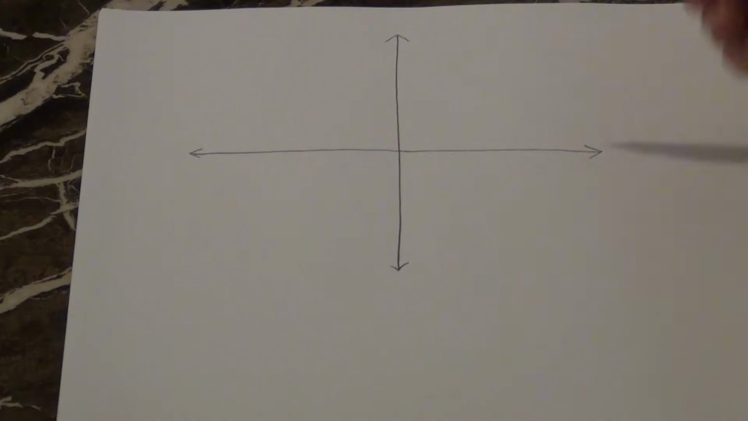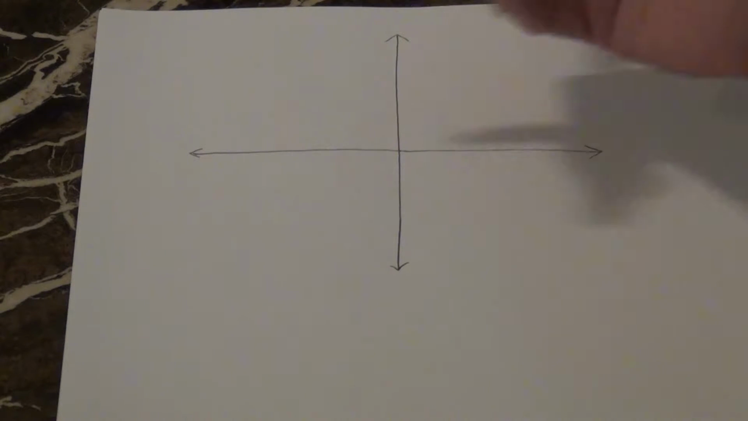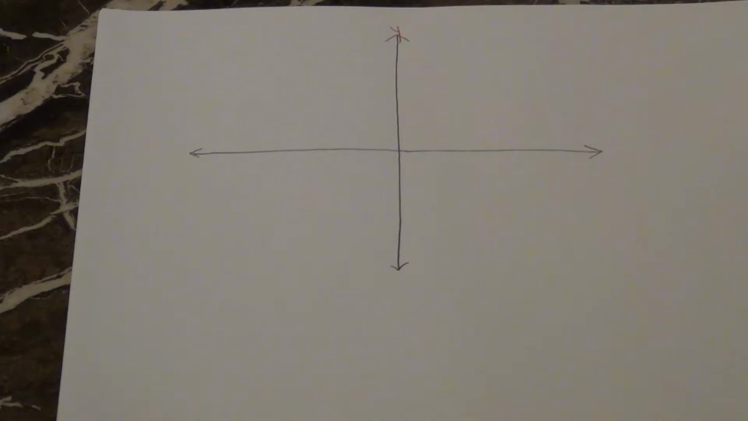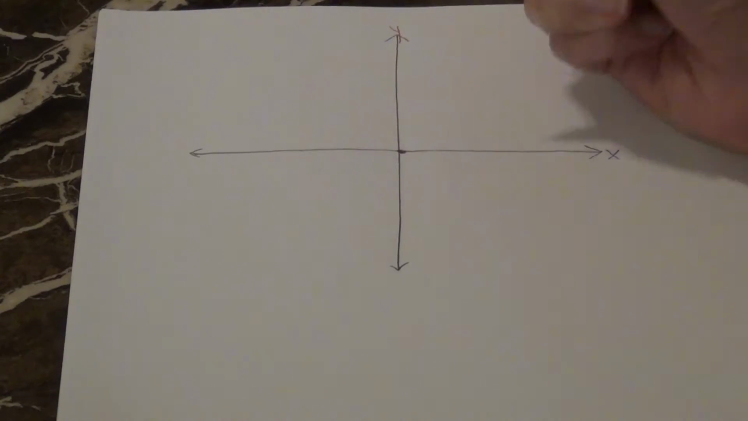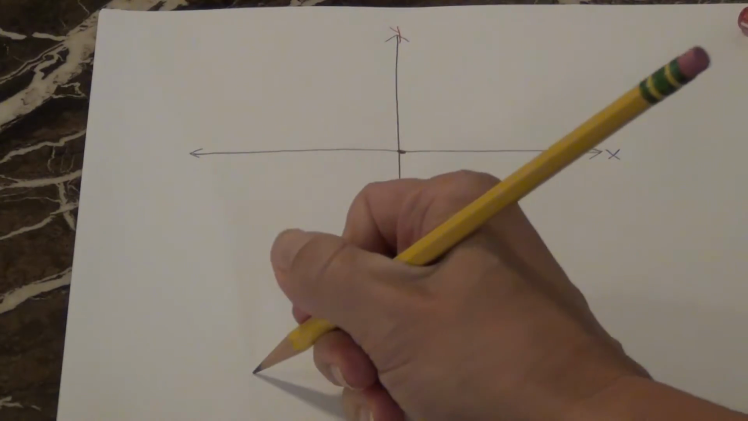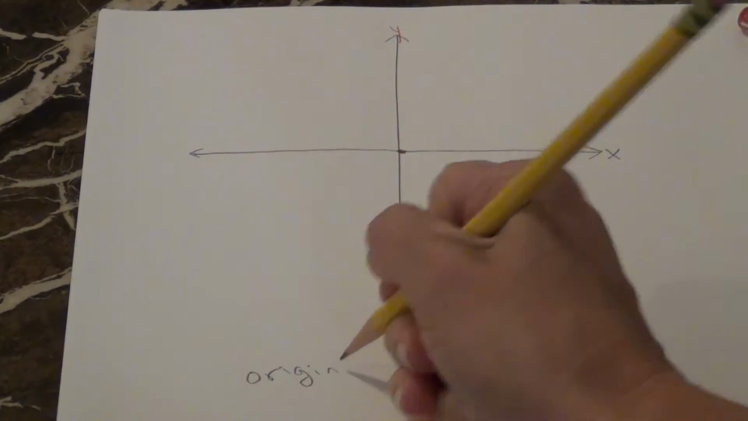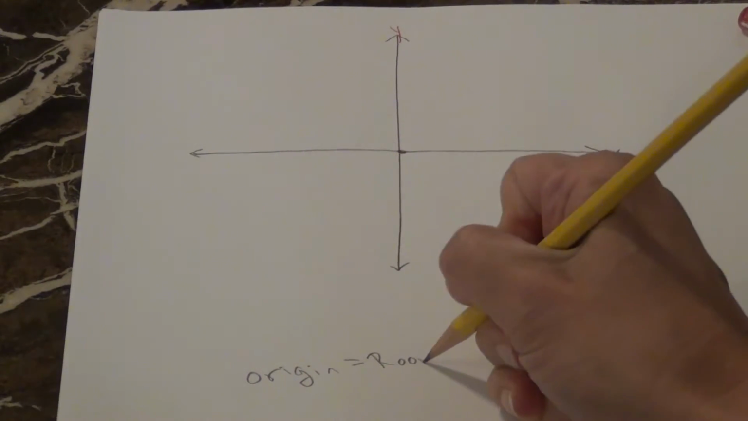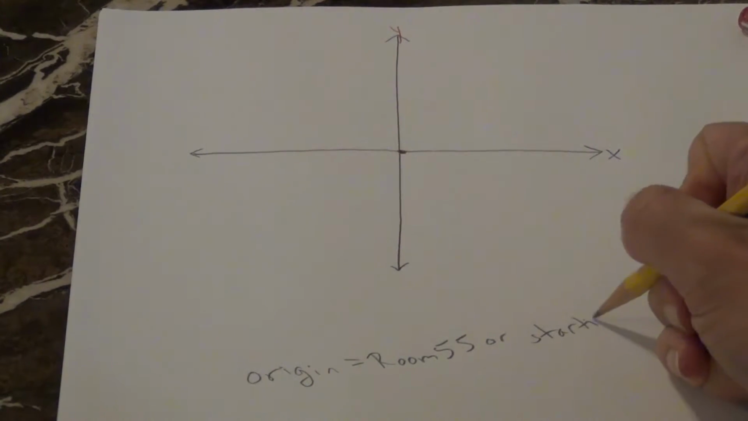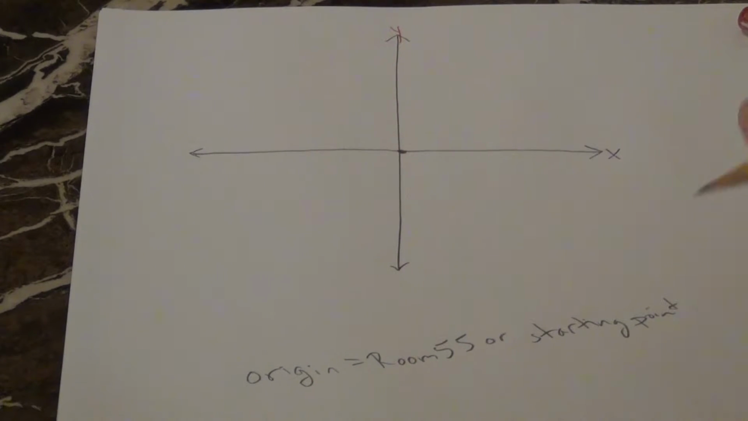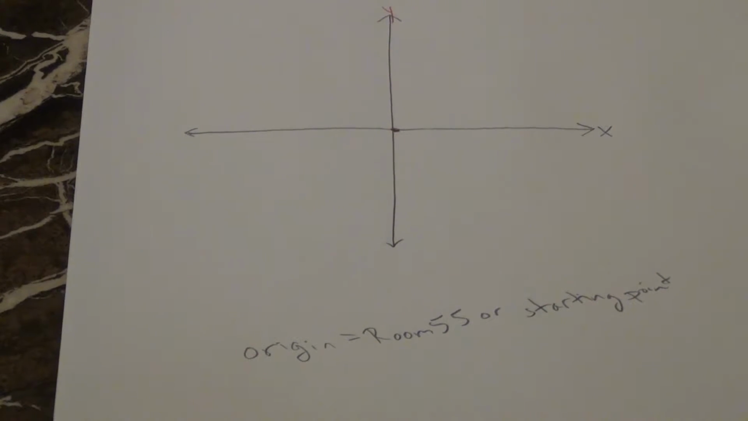Okay. What we did yesterday is you recorded your steps in east, west, north, and south directions. So for our class, we're going to use our y-axis in red and our x-axis in blue. So when you guys went however many steps north, this, the origin, is going to be room 55, or starting point. Okay, so for our case, it's room 55.